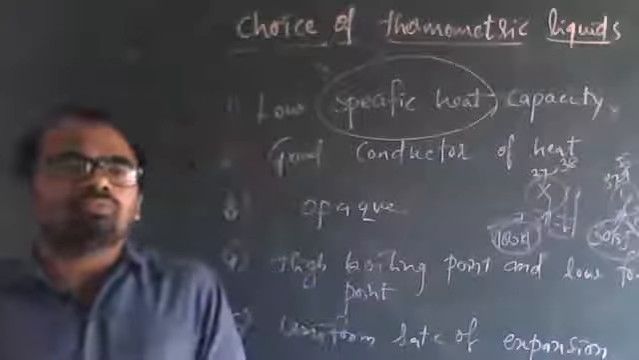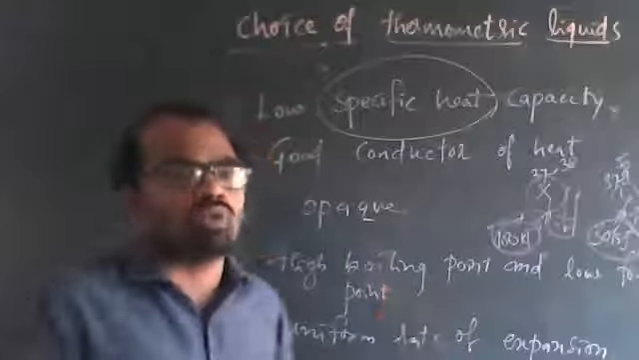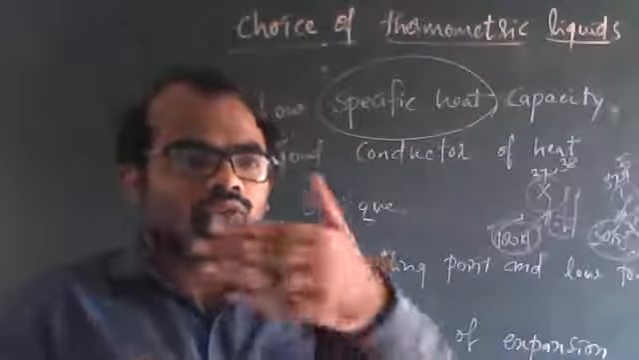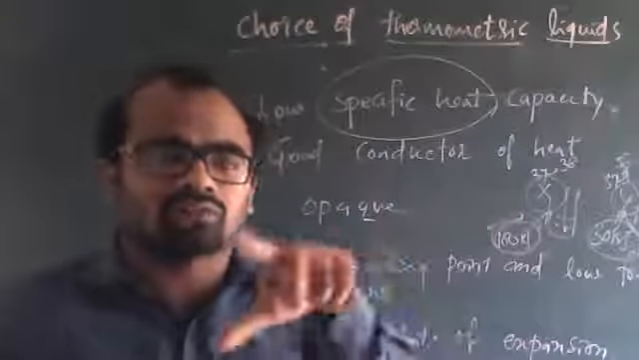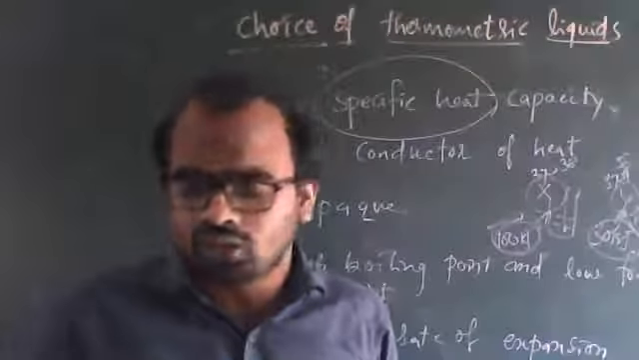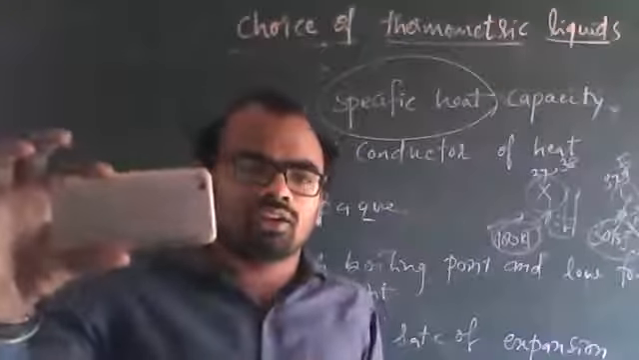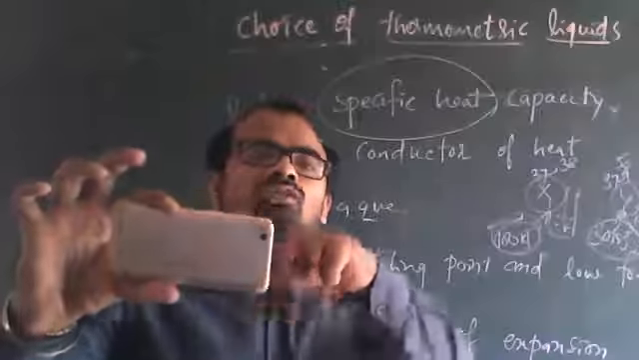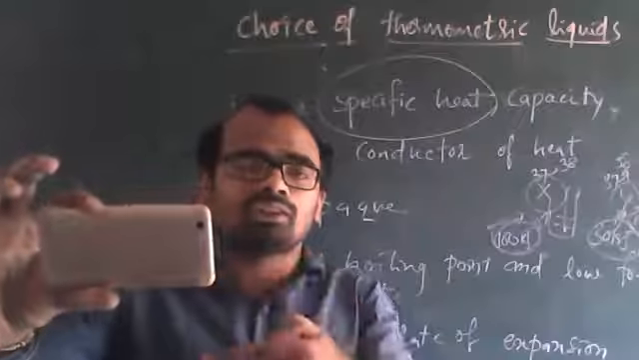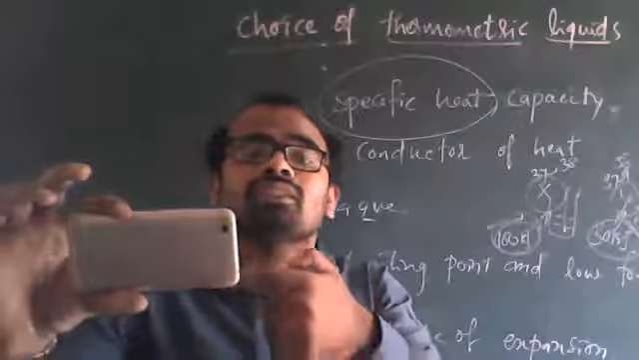Okay. Third one, it should be opaque. You know all about the words opaque and transparent. Opaque means the object does not allow light to pass through. For example, if I take this mobile, I cannot see the other person through this mobile. If another person is standing here, I cannot see them through this mobile, without turning the camera on. The camera should not be considered.